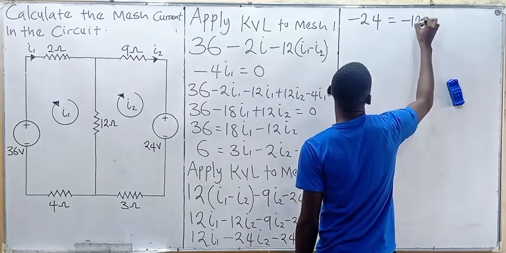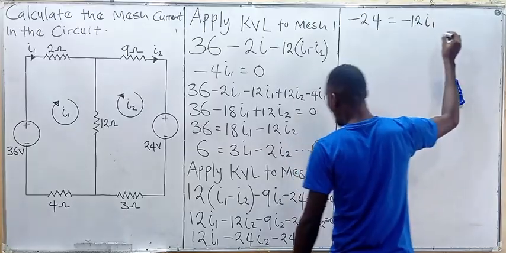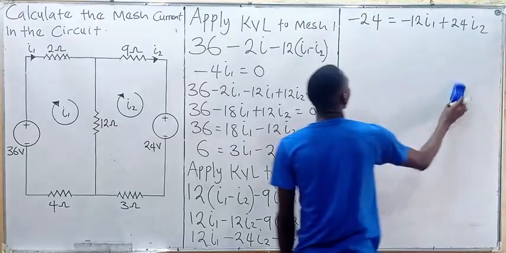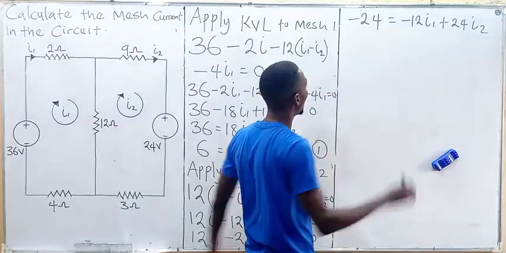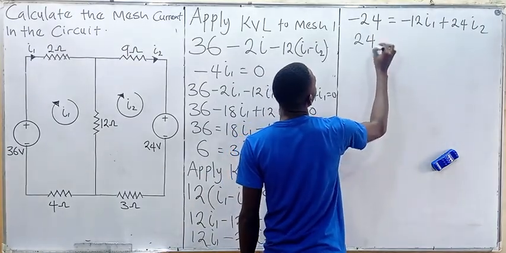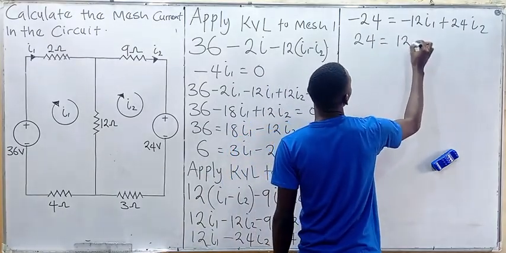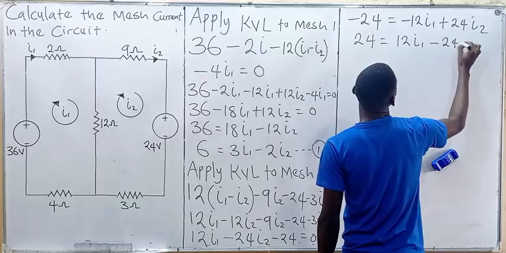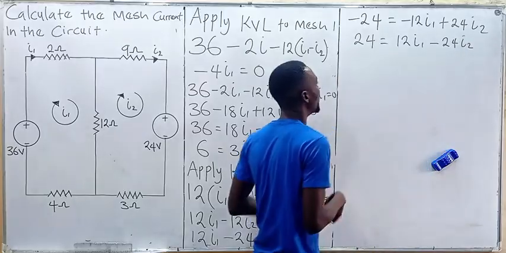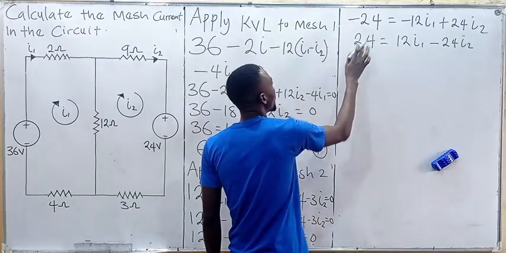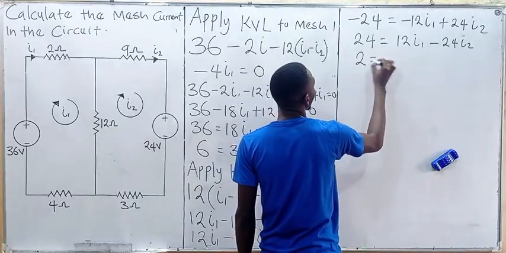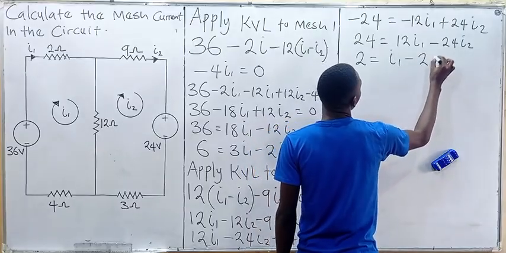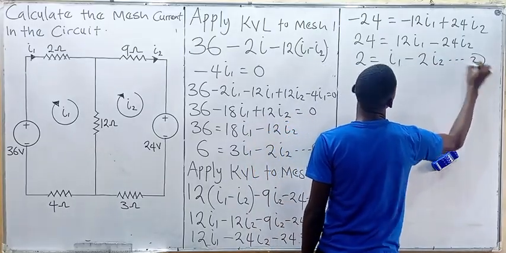Minus 12I1, then plus 24I2. So if we multiply through by minus, we are going to have 24 equal to 12I1, then minus 24I2. So if we divide through by 12, so 12 in 24 is 2, then 12 in this is I1 minus 2I2. So this will be equation number 2.